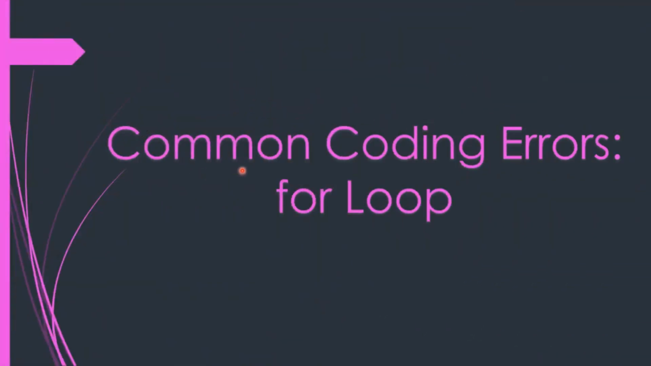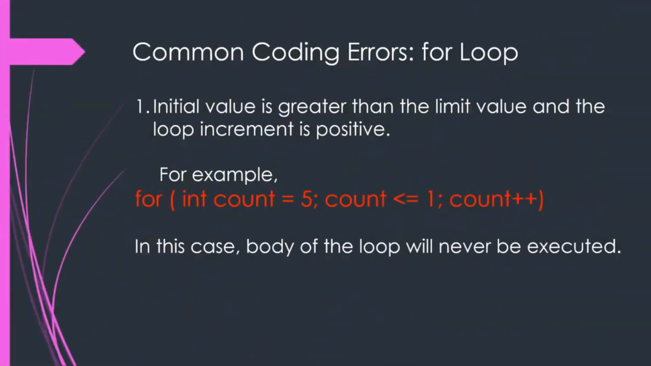Now let us discuss the common coding errors of the for loop. Let us discuss the first error. Initial value is greater than the limit value and the loop increment is positive. Basically, both of these conditions are not possible simultaneously, because if the initial value is greater than the limit value, then the loop increment cannot be positive. Let me explain this through the example.